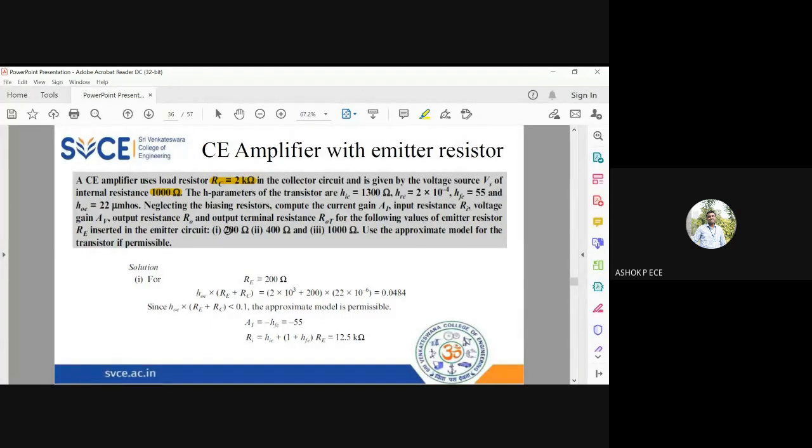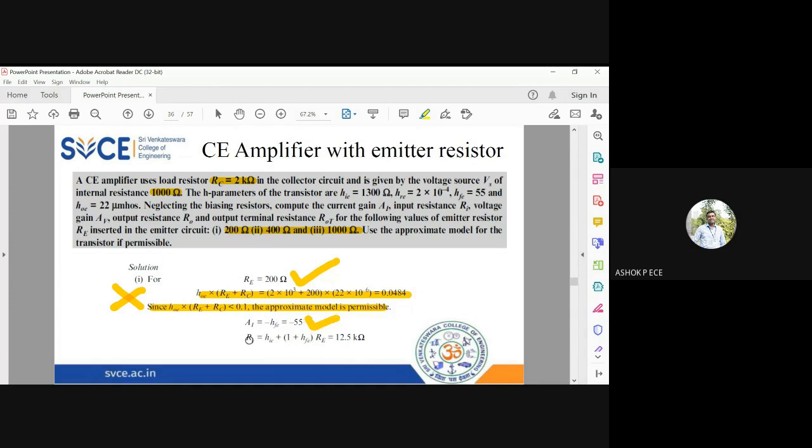And they have given the three values for emitter resistance RE. So we are going to use the values for RE and we are going to find the values. So RE is 200 ohms. So just don't mind these two sentences. So we'll go with our usual formulas. Don't get confused with these two sentences. Current gain, the formula we derived is minus HFE. So here it is 55. So current gain is minus 55.